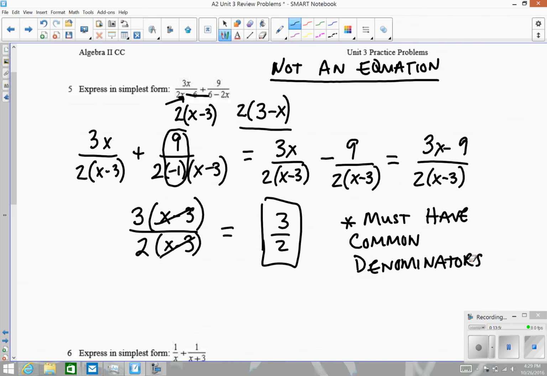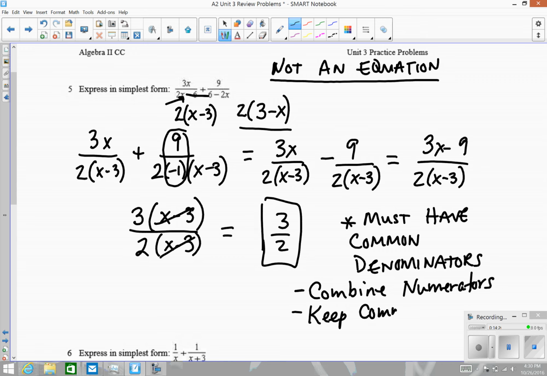So we get common denominators, and then we combine our numerators, which means adding and subtracting like terms. We keep our common denominator, and just write that as common D, and then we simplify our fractions in the same way we did on problem number 4. Factor and cancel common factors. Alright, so that's problems 4 and 5.